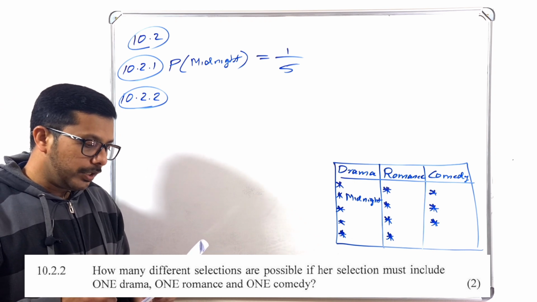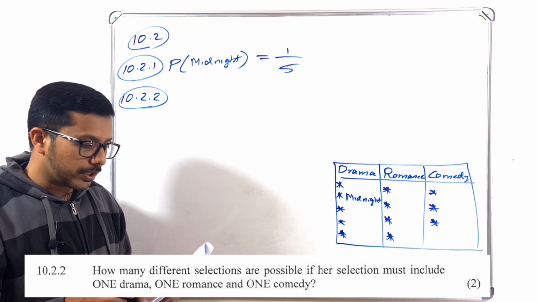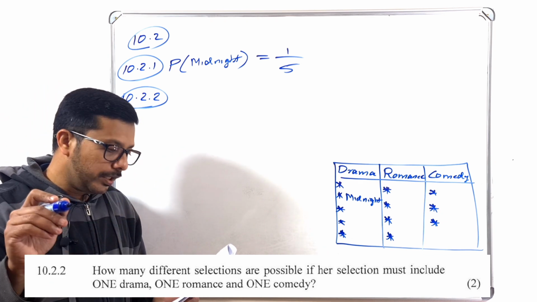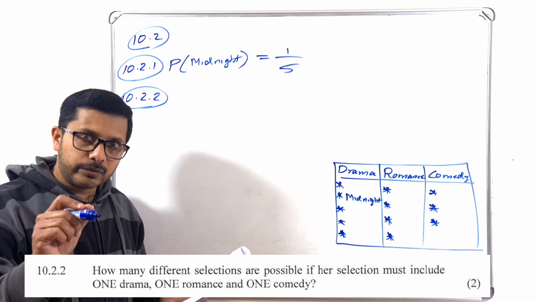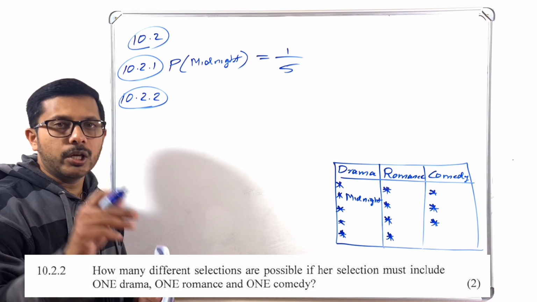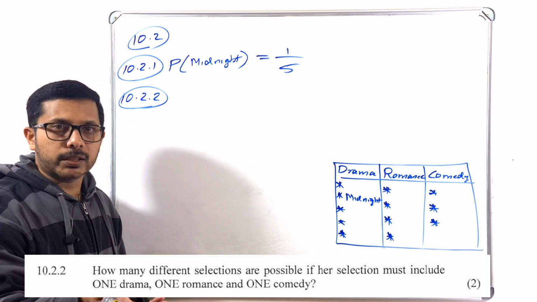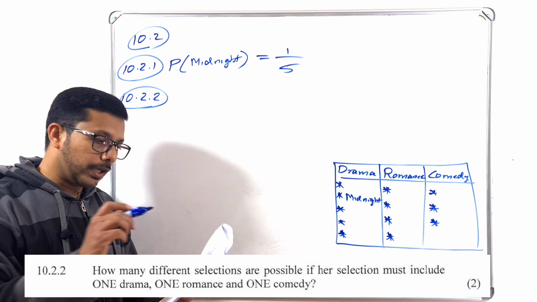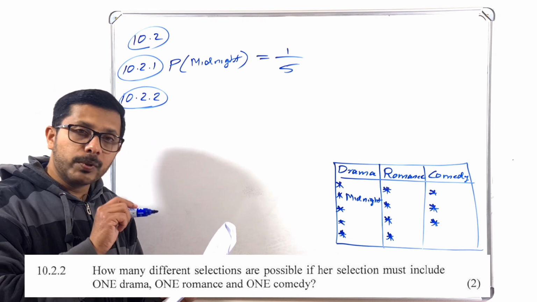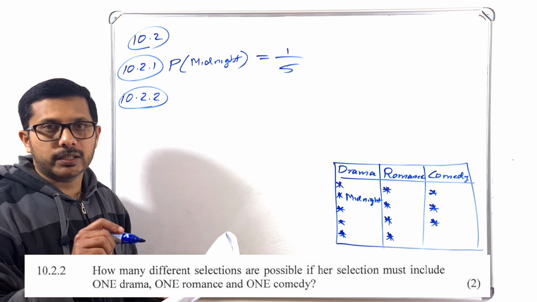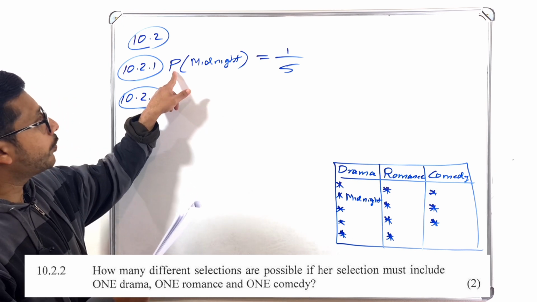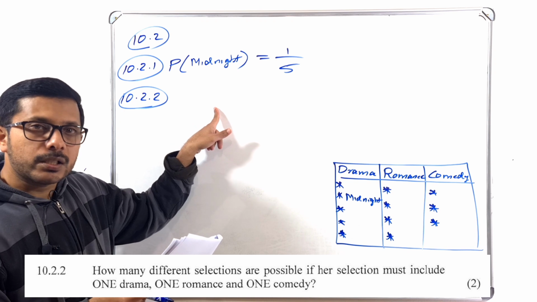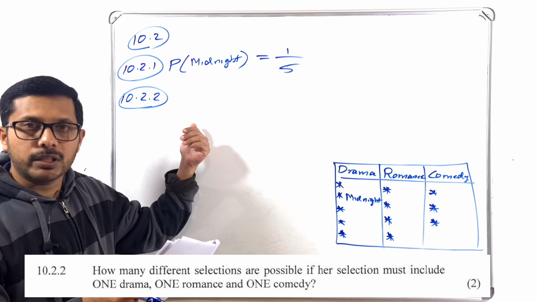How many different selections are possible? So here underline that word, how many different. How many means you just want to find the number. Am I right? Look at the previous question. What was the question? Underline that one. Probability that she will choose Midnight. So in that question we were supposed to find the probability, but here you have to find just how many. That means you have to just find the number.